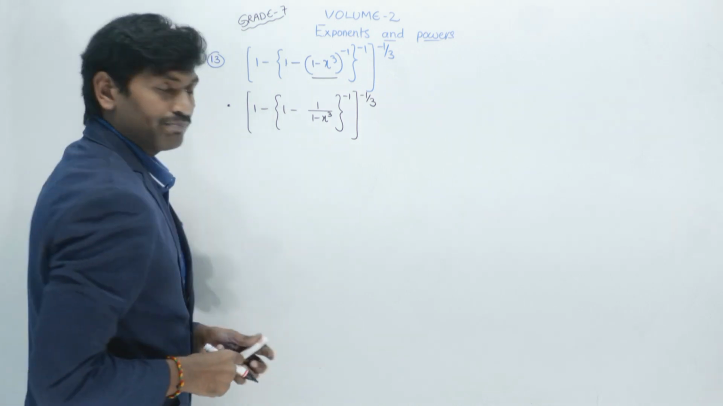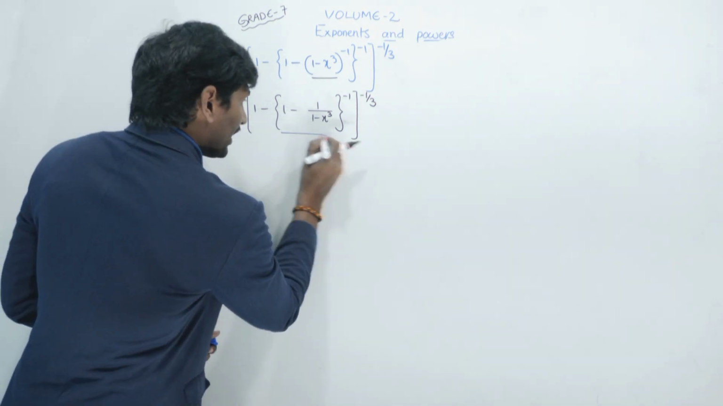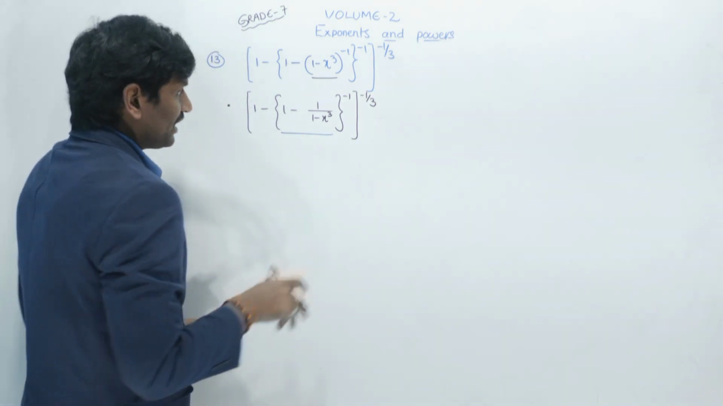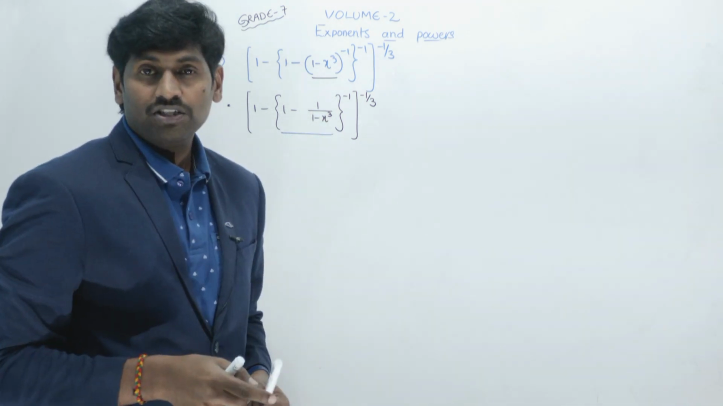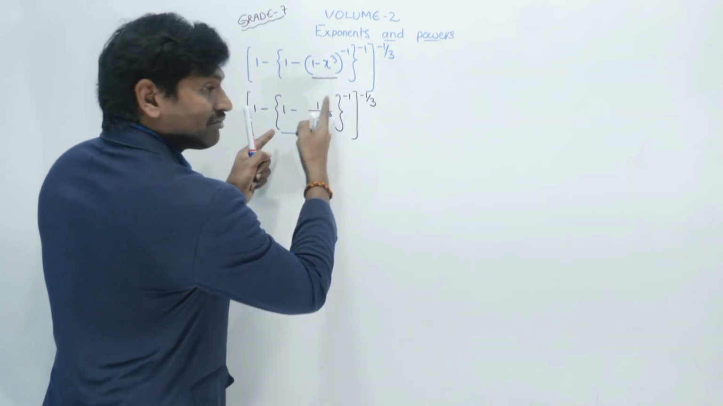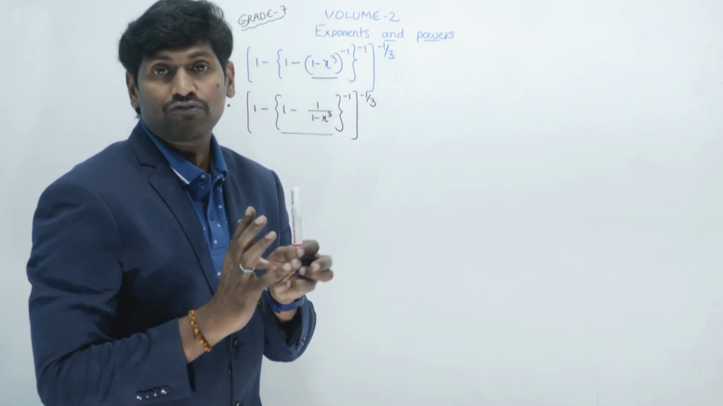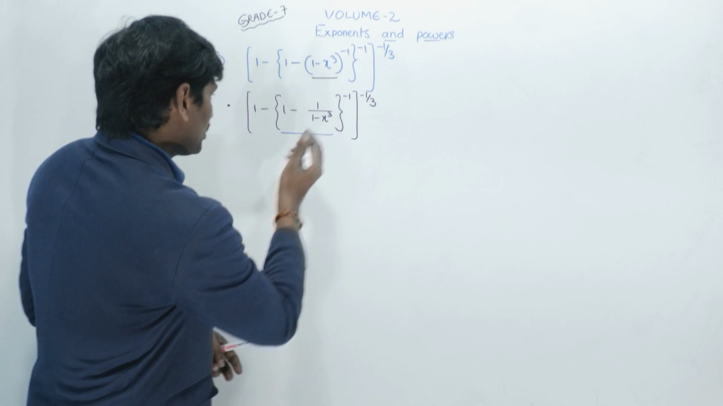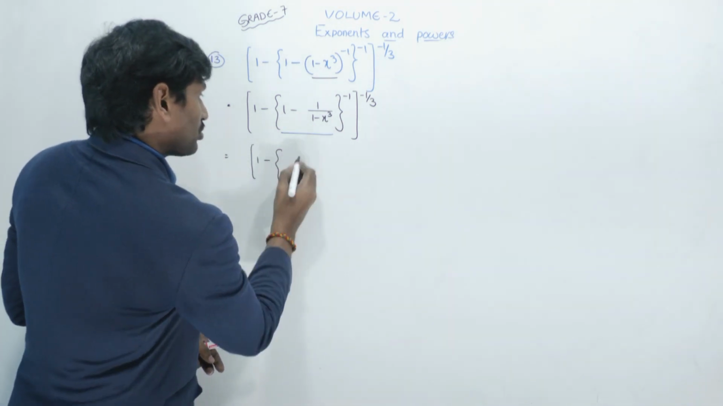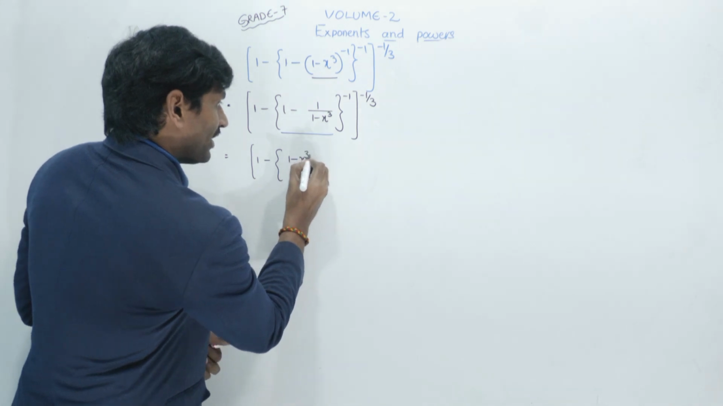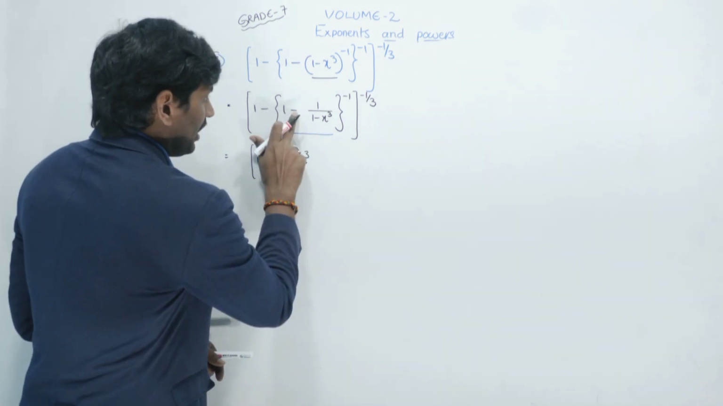And let us try to simplify the curly bracket value. We can express this one, 1 minus 1 by 1 minus x cube, as a whole number with a proper fraction, like a mixed fraction. So try to simplify this one. It will be 1 minus. So 1 into 1 minus x cube is 1 minus x cube, and minus 1.